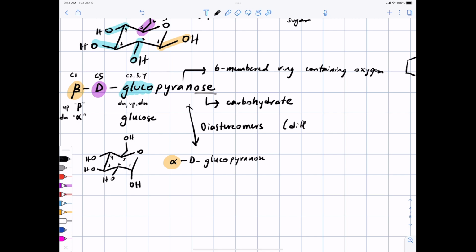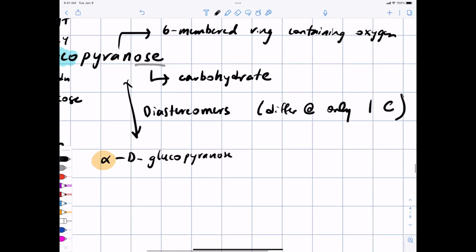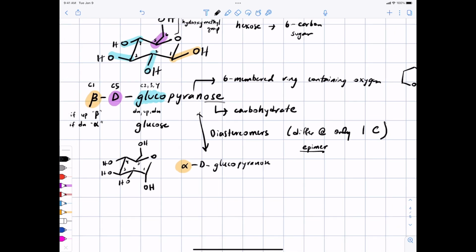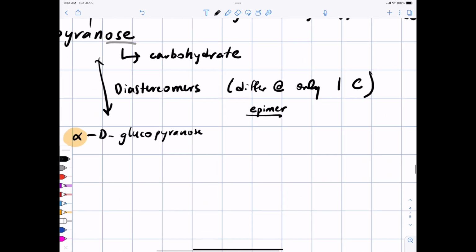They differ at only one carbon. So we have two words for that. One of them is a general word that refers to diastereomers that differ only at one carbon. That is called an epimer. Alpha-D-glucopyranose is the C1 epimer of beta-D-glucopyranose. They differ only at carbon 1. Another term we will introduce is that they are anomers of each other.